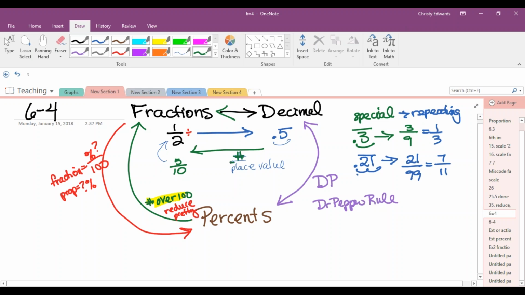Number over place value. I should have kept all the colors the same. Dr. Pepper, decimal to percent, percent to decimal. See how the purple has arrows on both sides? That's because it works both directions. And then remember that this is its own special little world of repeating decimals.